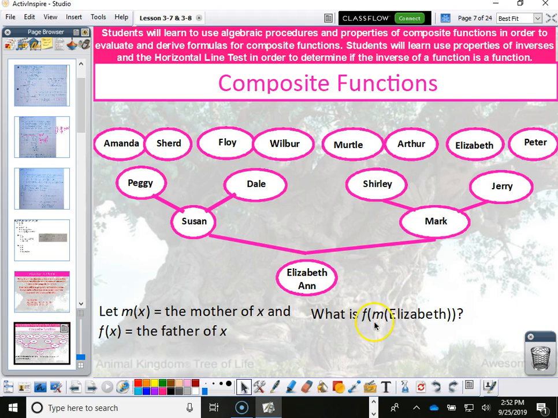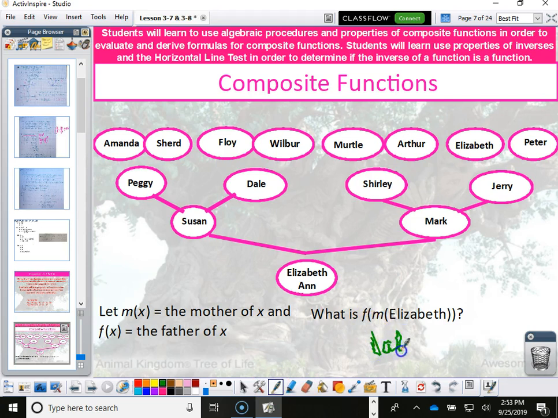Well, which one do we do first? Do we do the m first or we do the f first? Well, since we started with Elizabeth, we're starting on the inside, where we always start. We start with our x, we're starting on the inside. So we want to find the m of Elizabeth first. M stands for mother. So the mother of Elizabeth is Susan. And then we want to know the father of Elizabeth Ann's mother, so the father of Susan is Dale. So the answer to that question would be Dale.